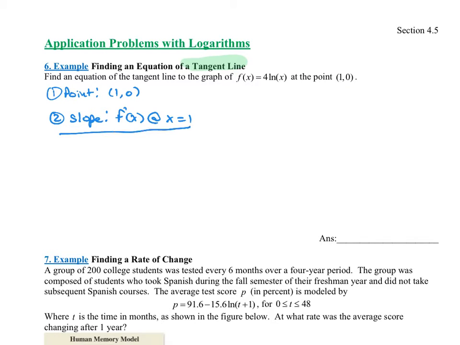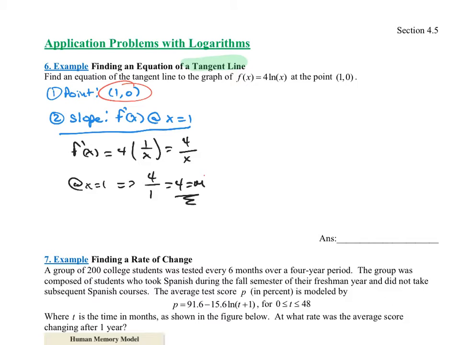So let's look at finding the slope of the graph. If the function is 4 times the natural log of x, the derivative is not hard to find at all. That would be 4 times the derivative of the natural log of x, which is 1 over x. So I'm getting a derivative of 4 over x. But we care about at x equals 1. So that means it would be 4 over 1, which is just 4. So that's our slope. So we now have a point. We now have our slope.